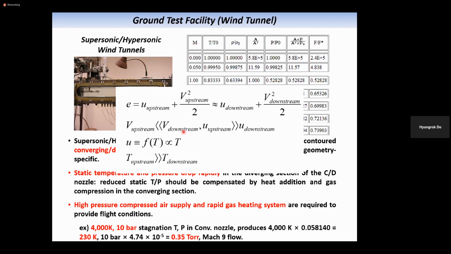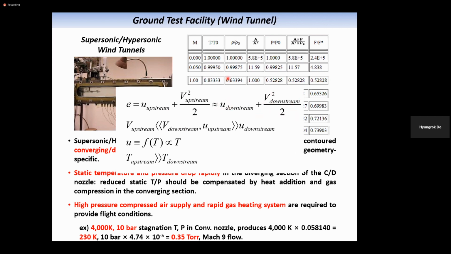But if the Mach number exceeds 1, 2, or for hypersonic vehicles like 9 or 10, the kinetic energy of the flow is even larger than the internal energy. So in that case, the high-speed air contains a huge amount of energy. Okay? So let's think about the hypersonic wind tunnel. For the hypersonic wind tunnel, in the downstream where the test section is placed or your vehicle model is placed, kinetic energy should be really high.